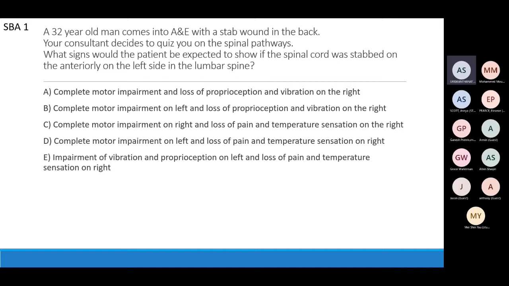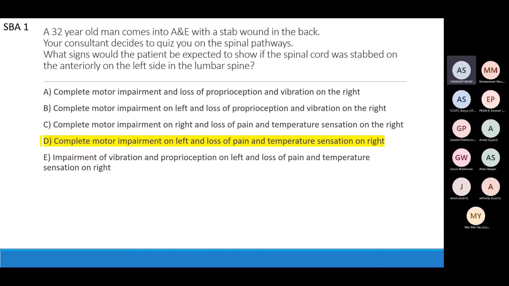So most people have put down D, which is the correct answer. This is an anterior lesion, on the left side of the lumbar spine. This means the motor impairment is going to be on the same side, because that crosses over much higher up. And then you have a loss of touch, vibration sensation and proprioception on the same side as well. Then you have an impairment of pain and temperature sensation, which occurs on the opposite side of the lesion, as that crosses over at the level of the spinal cord, and it's usually 2 levels below.